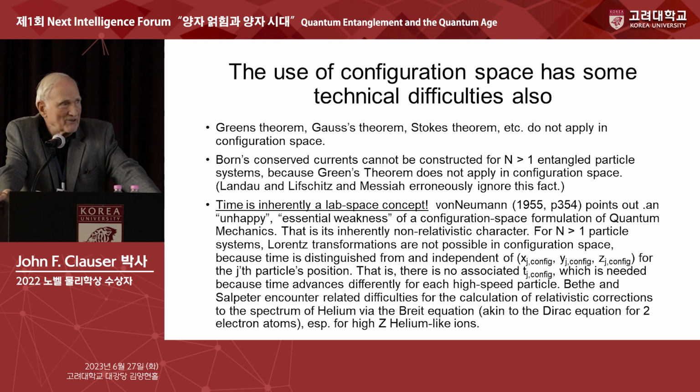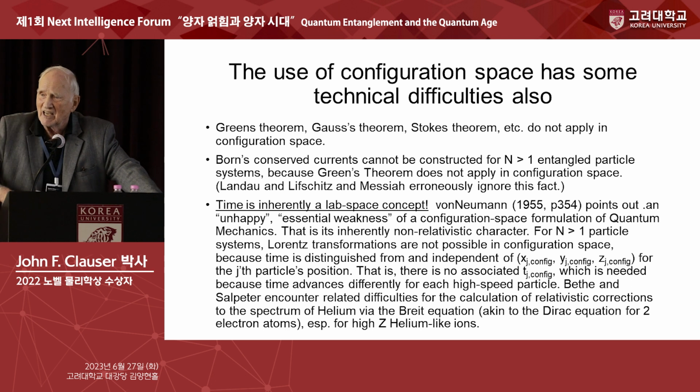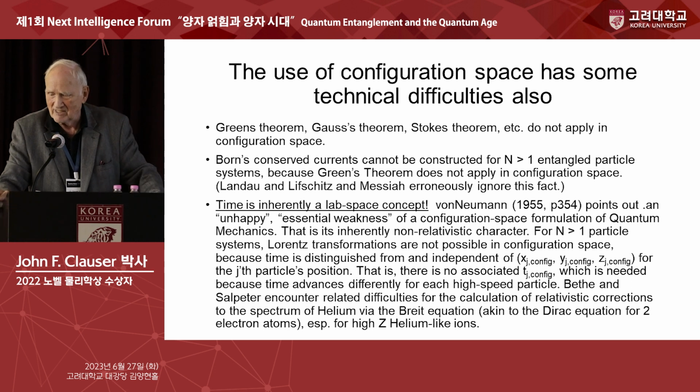Von Neumann points out some difficulties. Configuration space is not relativistically invariant. For it to be properly relativistically invariant, we have an x, y, z for each particle, but to be relativistically correct, we would need an x, y, z, t for each particle, because each particle has its own clock. And if the particles are moving very fast, their clocks under special relativity are advancing at slightly different rates.